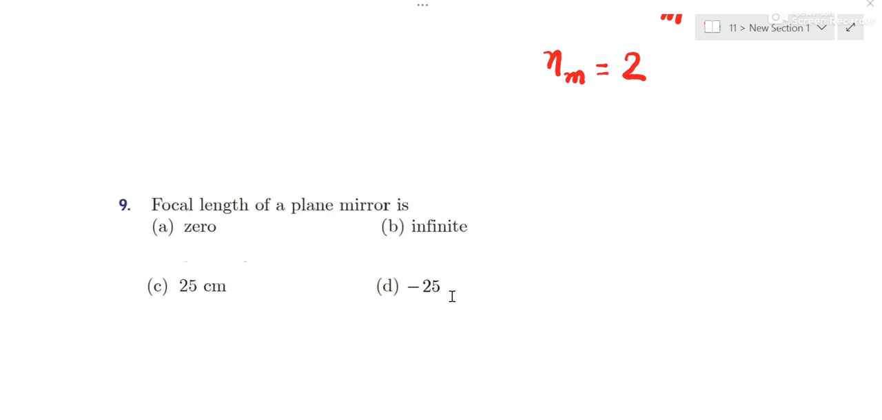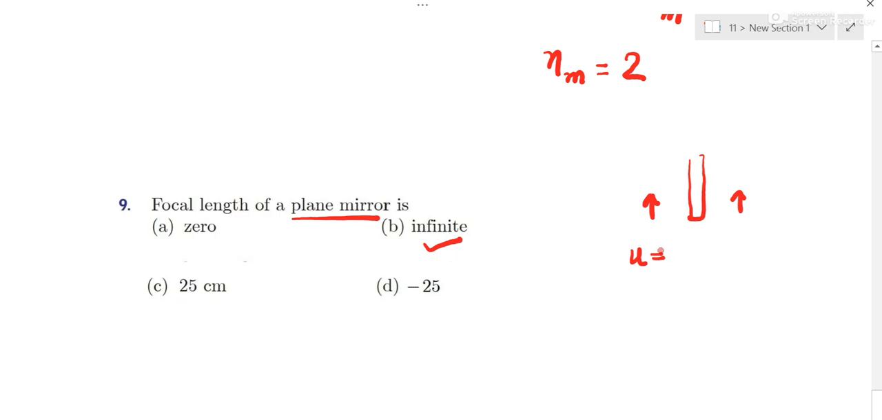What is the focal length of a plane mirror? We will memorize it and keep in mind that the focal length of a plane mirror is infinite, because the distance of the object is always equal to the distance of the image.